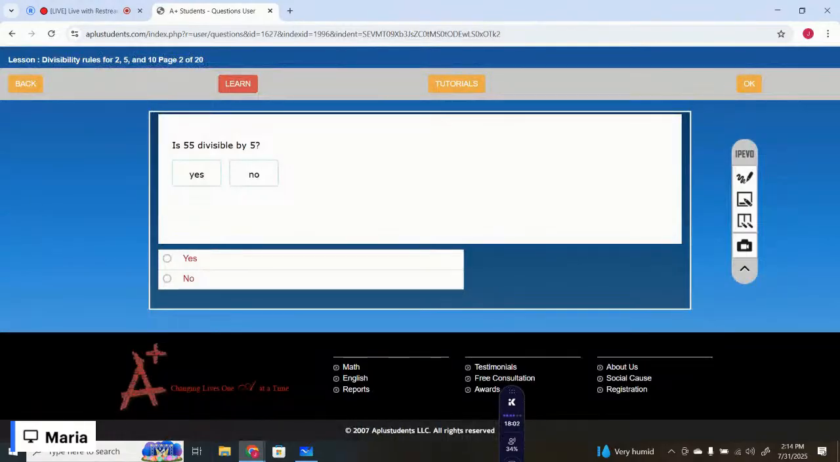Is 55 divisible by 5? Yes, it is because the ones digit is either 0 or 5. So for the given number, the ones digit is 5. So yes, the number is divisible by 5.